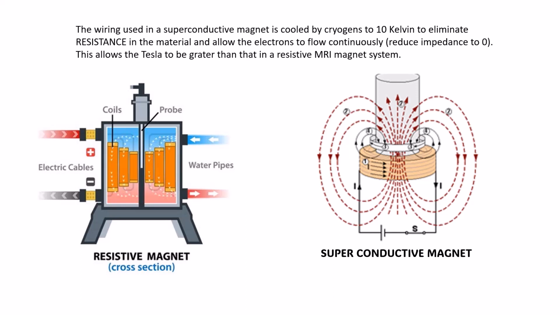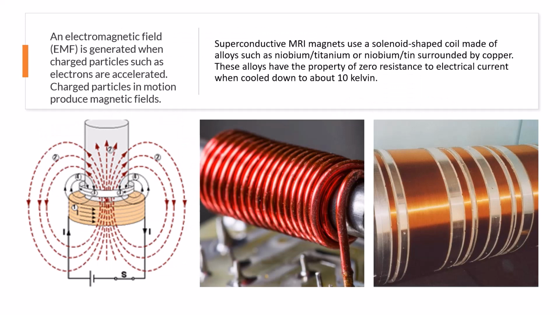But the idea here is to reduce the impedance to almost zero, and this allows the electrons to move freely with no impedance, so we don't have to have electricity pushing the electrons. Once they're in motion, they just keep going. This is why superconductive magnets are always on. They're never turned off.